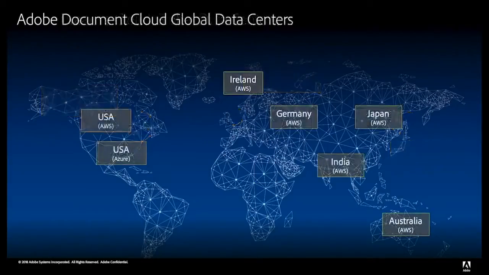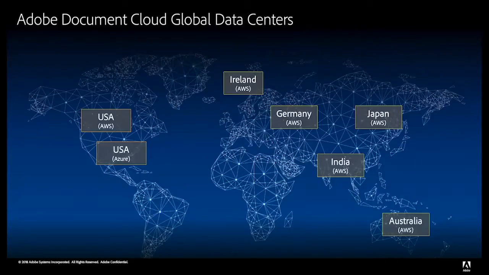The first, US Geo, is located in Virginia, which is primary active, and Northern California for disaster recovery or passive. EU Geo is located in Frankfurt, Germany, and is primary active, and Dublin, Ireland for disaster recovery or passive.